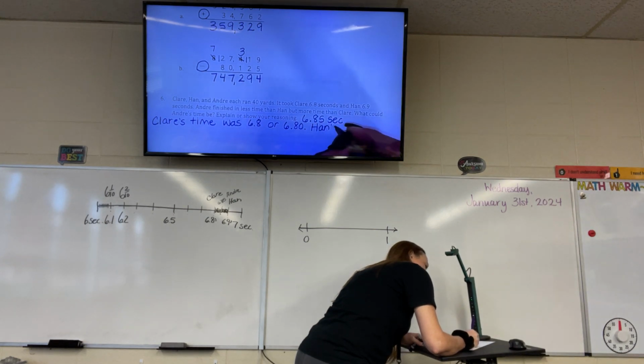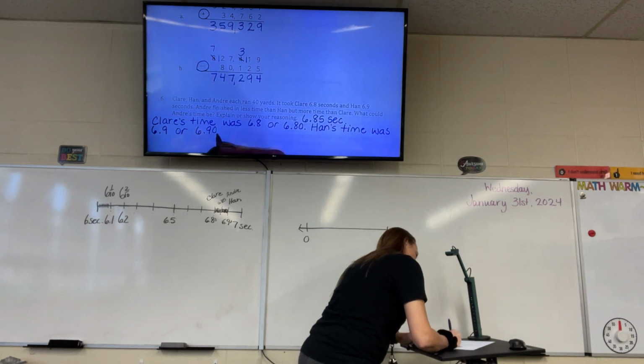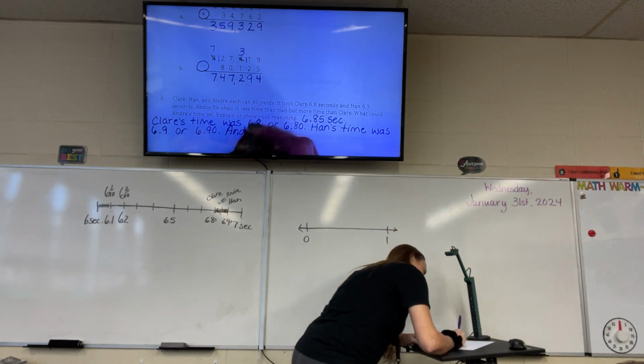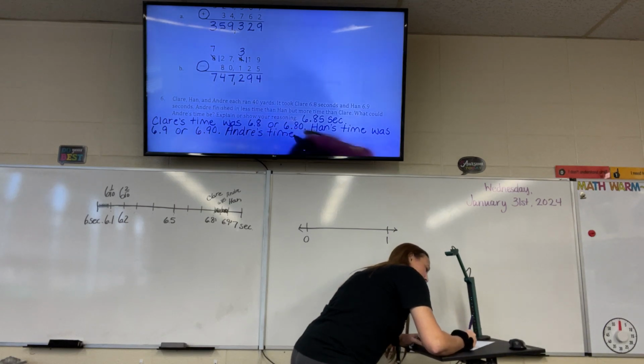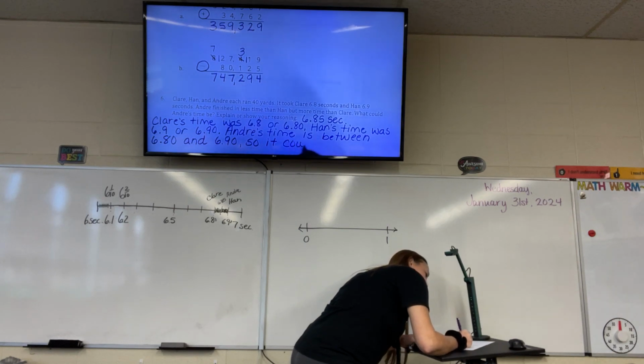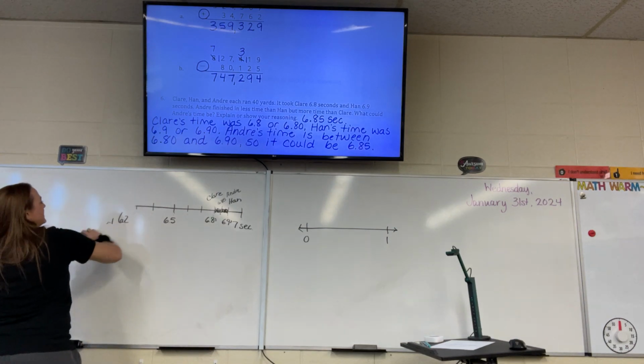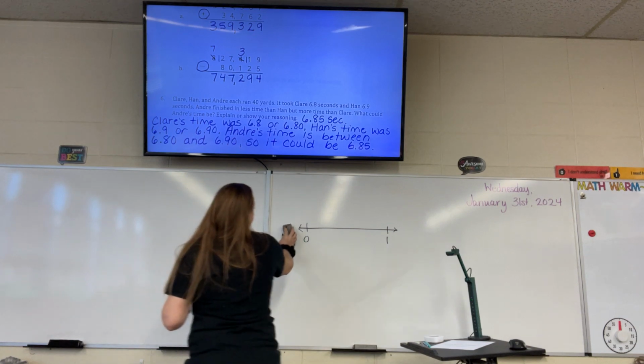Han's time was 6.9 or 6 and 9 tenths or 6.90, which is 6 and 90 hundredths. Andre's time is between 6 and 80 hundredths and 6 and 90 hundredths. So it could be 6 and 85 hundredths. Claire's time was 6 and 8 tenths, which is the exact same thing as 6 and 80 hundredths.